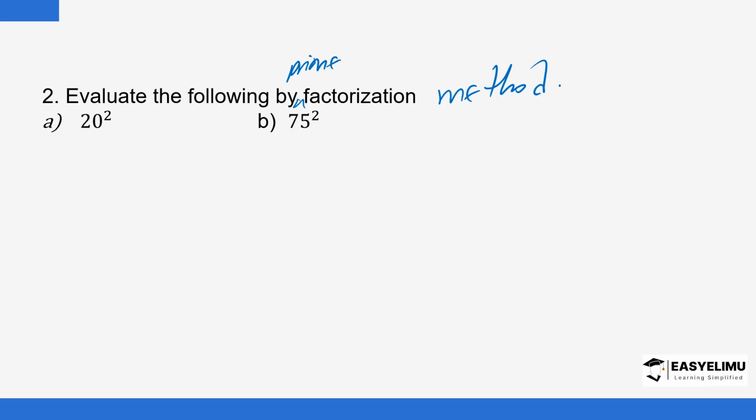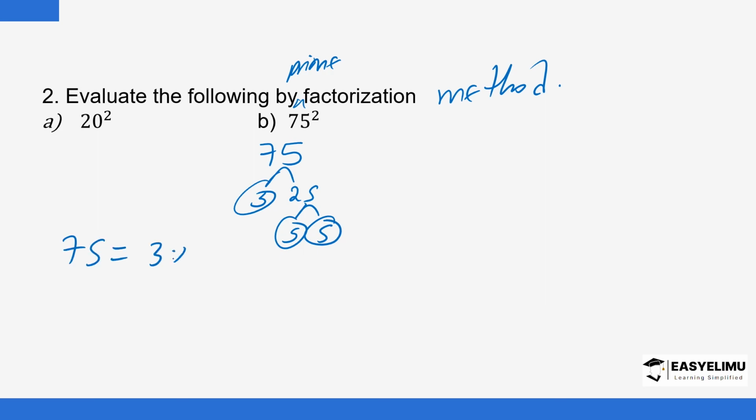So again, we have 75. You'll do the same thing. 75 here, so we have 3, 25, and 5 goes into 25 5 times. So 75 as a product of its prime factors in power form will be 3 by 5 by 5, which is equal to 3 power 1 by 5 power 2.